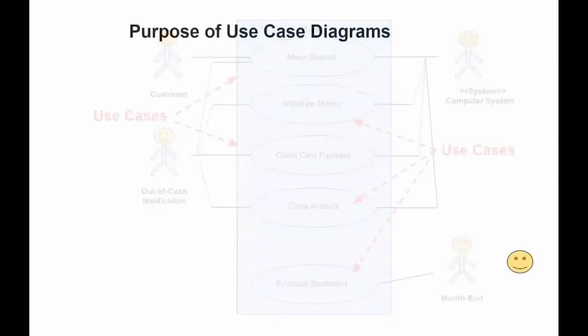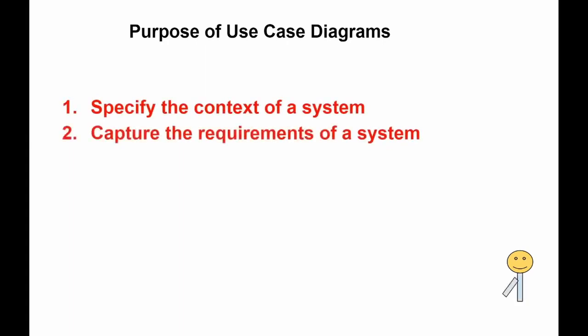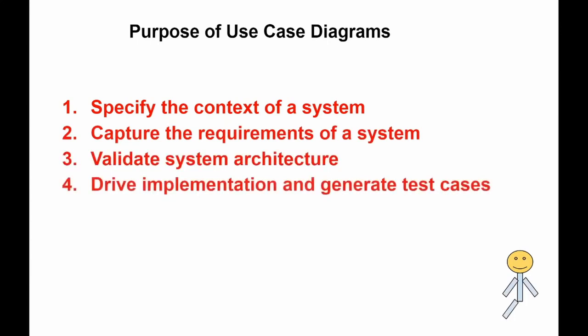Use case diagrams are usually constructed at an early stage of development and are often used for the following purposes: to specify system context, to capture system requirements, to validate system architecture, and to drive implementation and generate test cases. And usually all this is developed by analysts together with domain experts. So what does the use case diagram consist of?